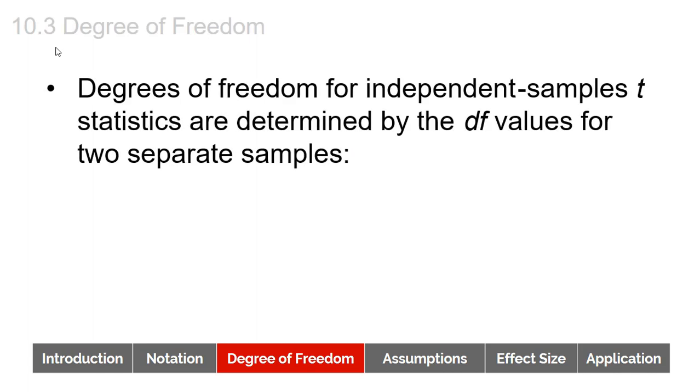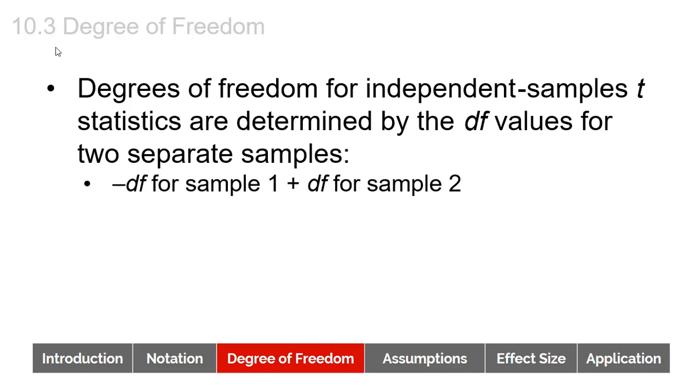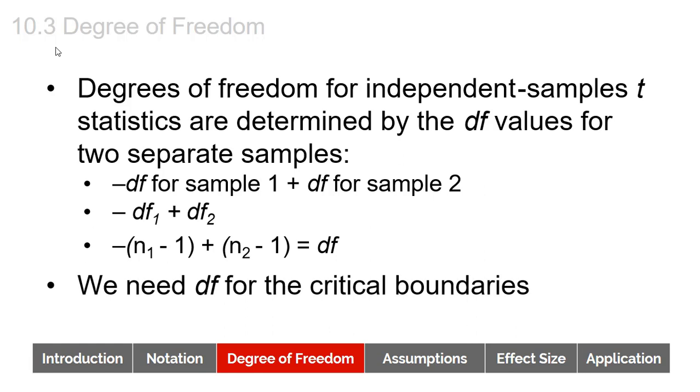Degrees of freedom for an independent samples t-statistic is determined by the degrees of freedom values for the two separate samples. We have a degrees of freedom for sample 1, and we have a degrees of freedom for sample 2. We add those together to come up with a total degrees of freedom. Degrees of freedom 1 plus degrees of freedom 2 give us the degrees of freedom for our independent samples t-test. And we need this degrees of freedom total for our critical boundaries.